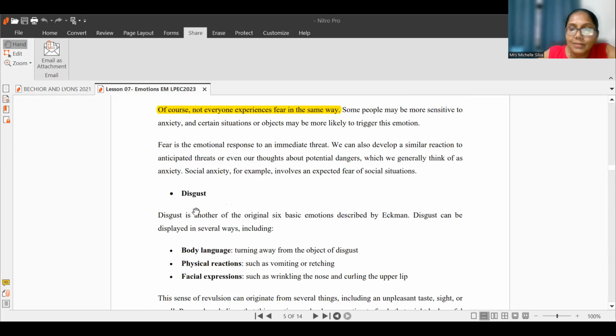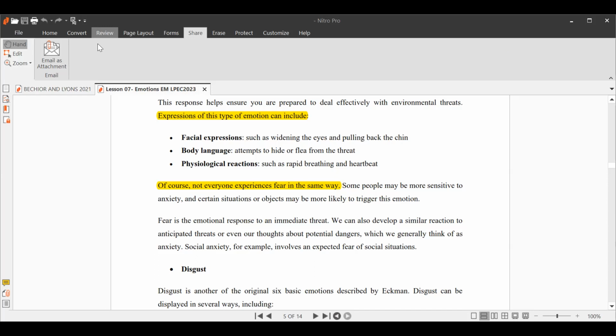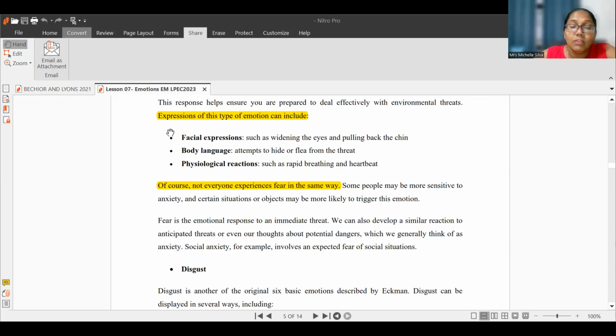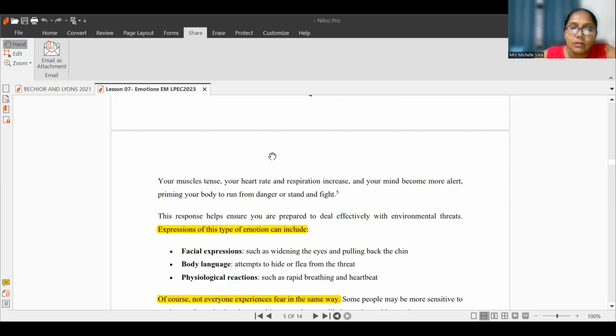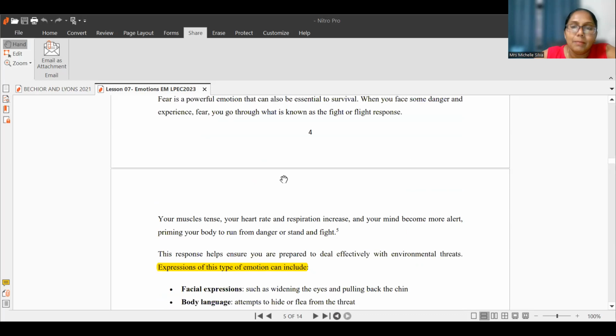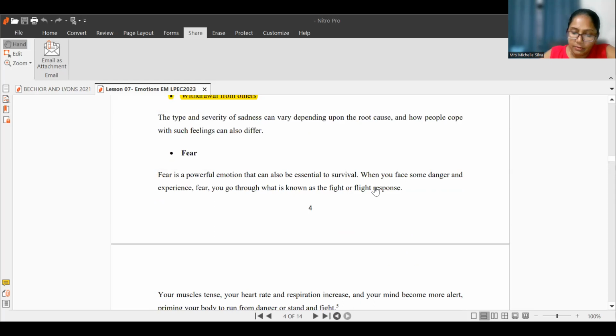Vomiting happens because of disgust. Rapid breathing happens because of fear. Those are the examples of physiological responses.